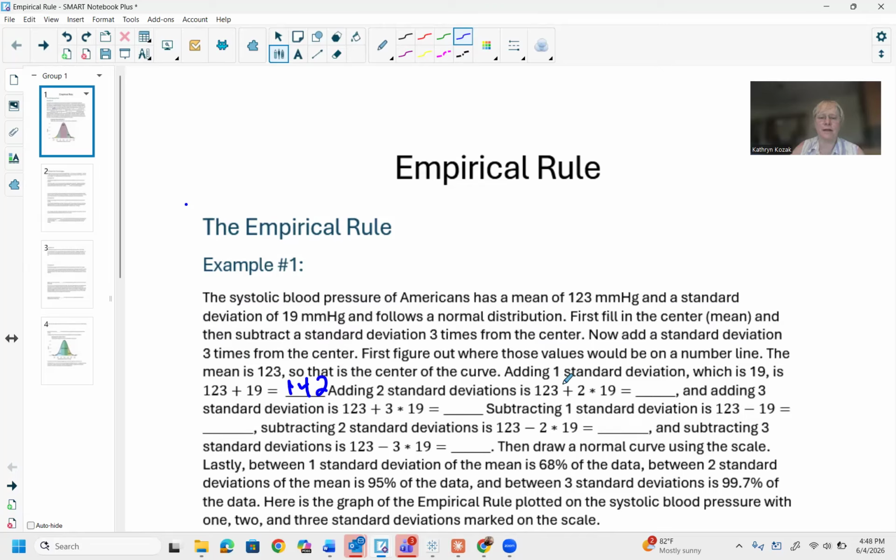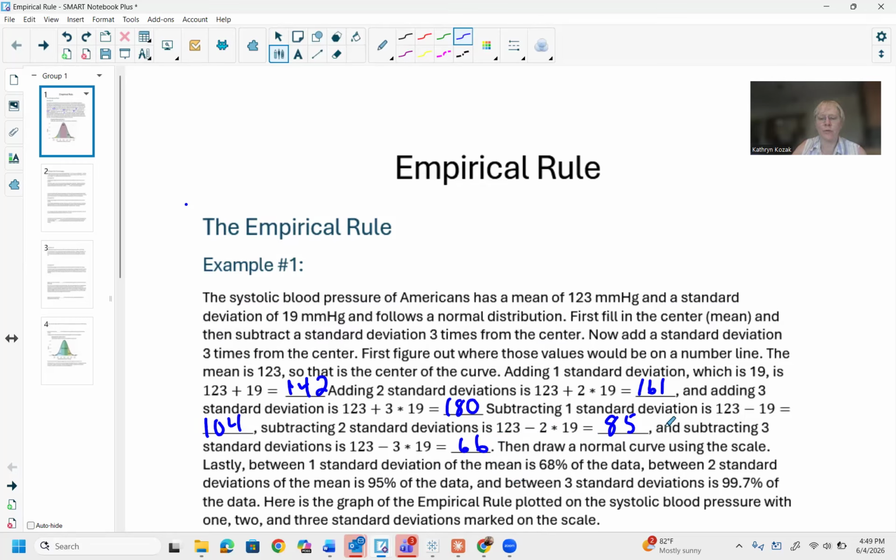Adding two standard deviations is 123 plus 2 times 19, which is 161. And adding three standard deviations is 123 plus 3 times 19, which is 180. Subtracting one standard deviation is 123 minus 19, which is 104. Subtracting two standard deviations is 123 minus 2 times 19, which is 85. And subtracting three standard deviations, 123 minus 3 times 19, is equal to 66.